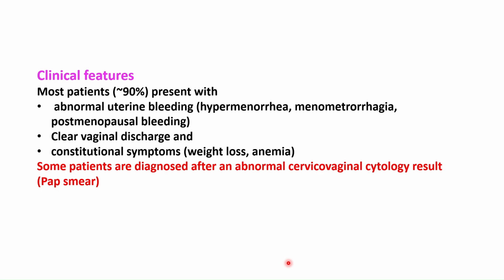Now, how does the patient present? Mostly with abnormal uterine bleeding, mostly postmenopausal bleeding, clear vaginal discharge, and some symptoms like weight loss and anemia. Some patients are diagnosed after an abnormal cervicovaginal cytology result in a pap smear.